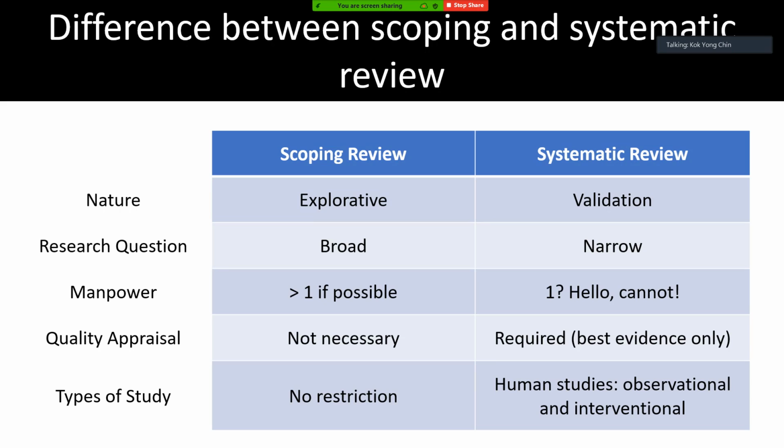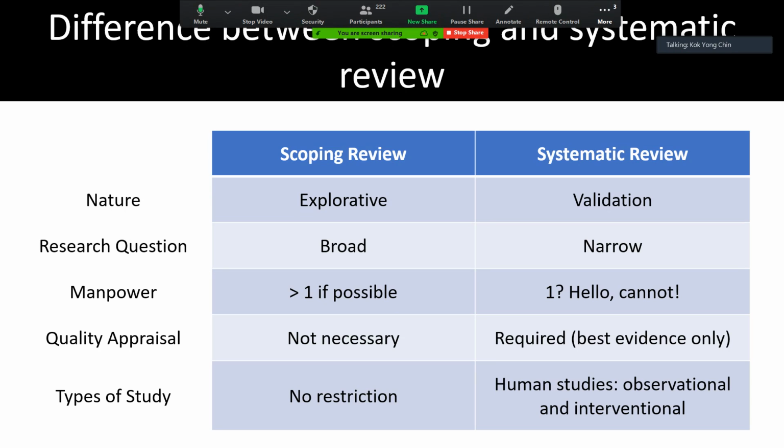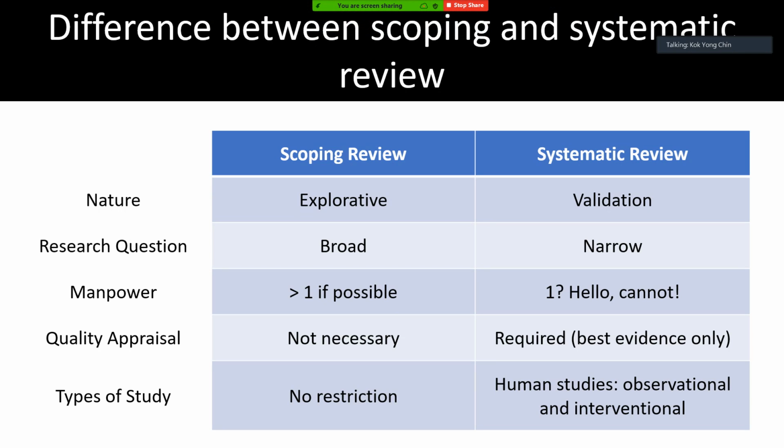And for manpower, for a scoping review, you can write in one person, but usually we don't recommend it, because you always need a supervisor's opinion, an expert opinion on that particular topic. More than one is possible, okay. But a systematic review, you cannot do with one person. You need more people, two or three, okay.